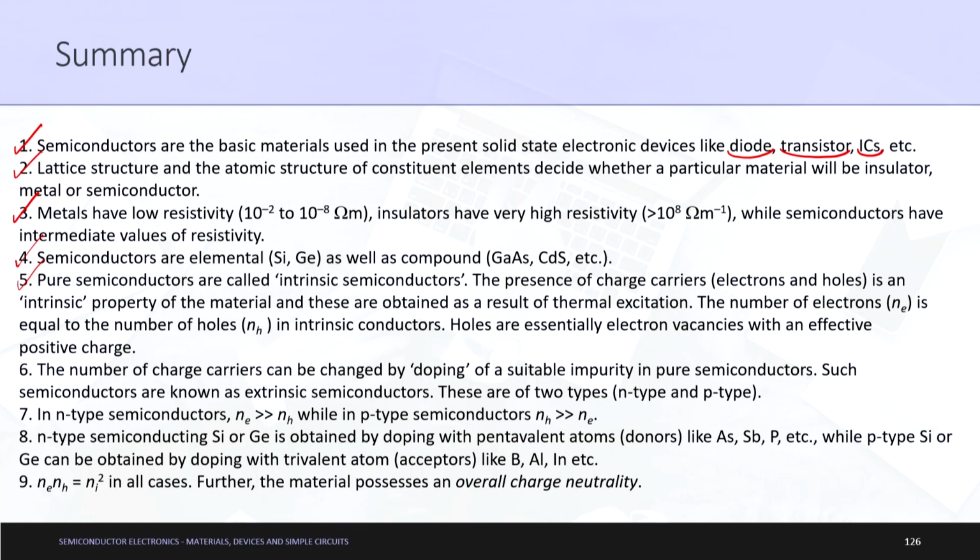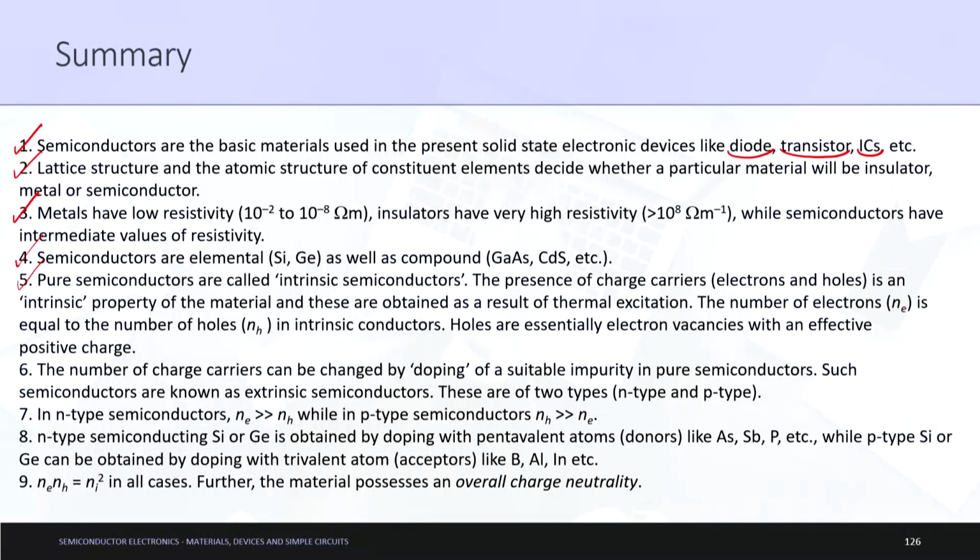The presence of charge carriers, electrons and holes, is an intrinsic property of the material, and these are obtained as a result of thermal excitation. So, basically an energy is being provided to it, and because of that energy, depending upon the difference between the conduction band and the valence band, it can excite or jump from the valence band to the conduction band. Okay.